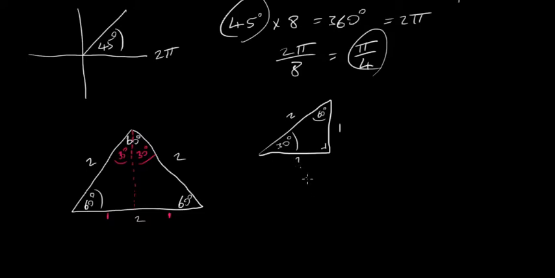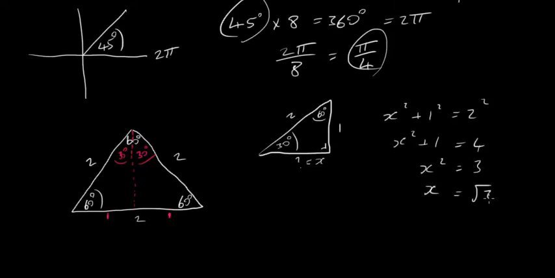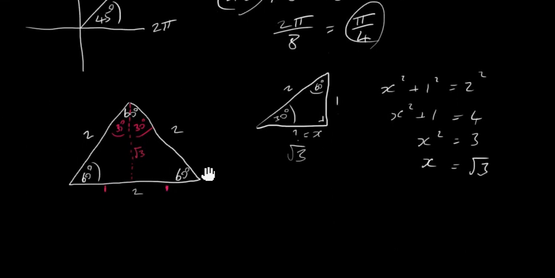To work this side out, I'll use the theorem of Pythagoras, so we'll call it x. It's simply x squared plus 1 squared equals 2 squared. In other words, x squared plus 1 equals 4, or x squared equals 3, so x equals the square root of 3. So this side here is root 3, the distance from here to here. So now I have everything I need to work out sine, cos and tan of 60 degrees and 30 degrees. Let's write those out.